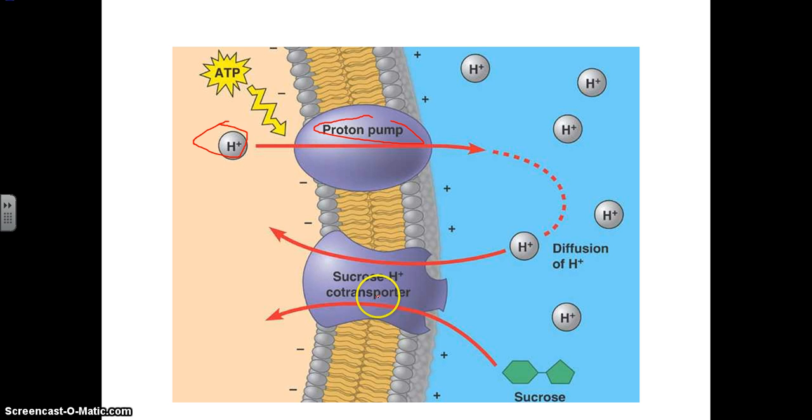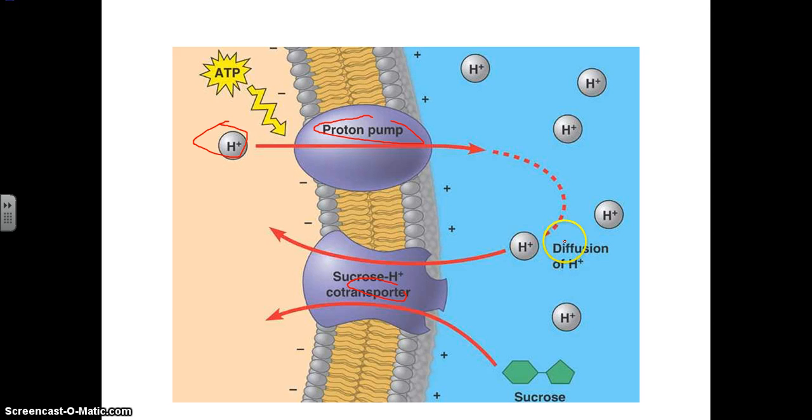But here's where the cotransport part comes in. The hydrogen ions want to get in so badly, and they rush in through this sucrose cotransport here. And the energy of them rushing back into the cell, because remember they're high out here and low in here, is used to pump sucrose against its concentration gradient inside the cell.